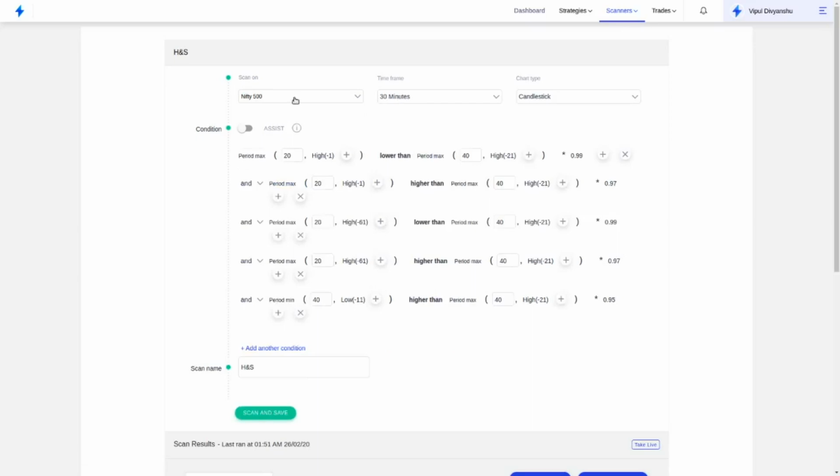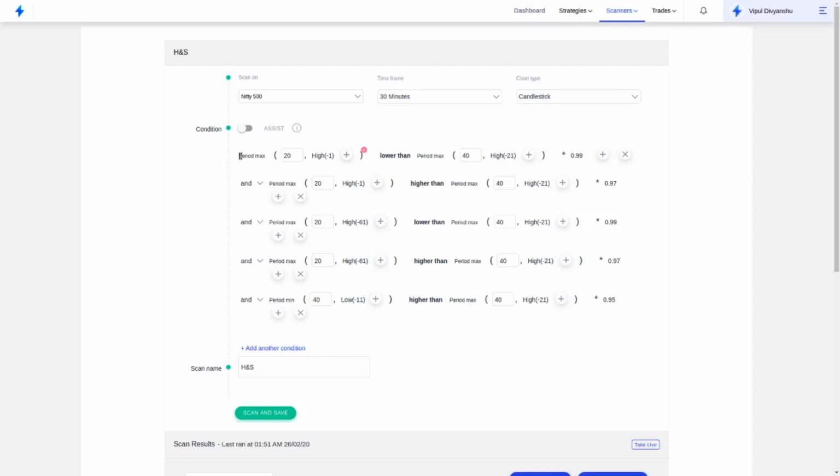So first thing is I want to scan on Nifty 500. You can scan on your custom basket as well, but I'll just scan on Nifty 500. Time frame is 30 minutes. I'm going to use candlestick pattern. You can also use Heikin-Ashi, but I'm going to use candlesticks. Now, if you see, there are 1, 2, 3, 4, 5, total 5 conditions which can easily identify such a complicated pattern, which is the head and shoulders pattern.